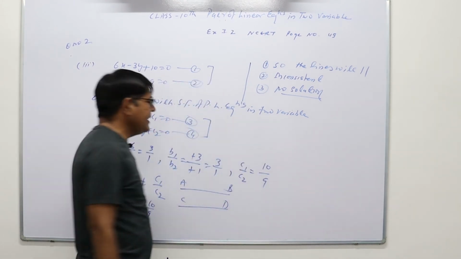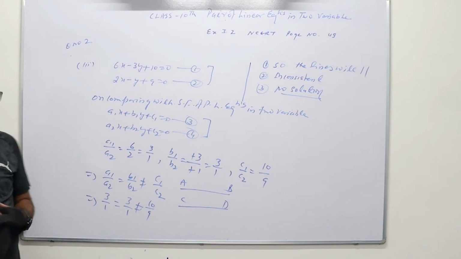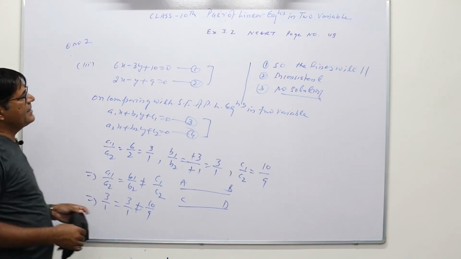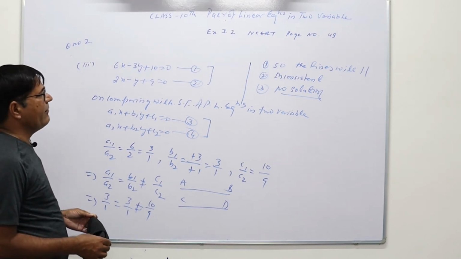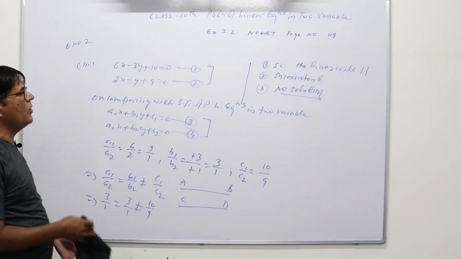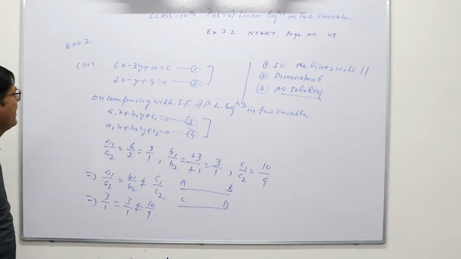So in this way, if a pair of linear equations is given, then on comparing we can say whether the system is consistent or inconsistent, having a unique solution, no solution, or many solutions. So please pause the video and note down.